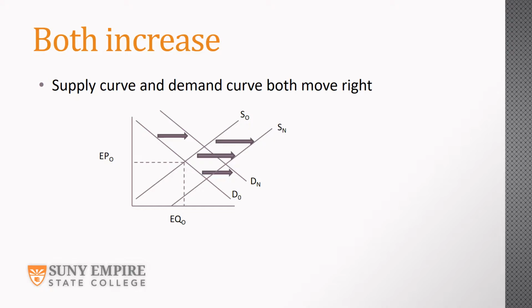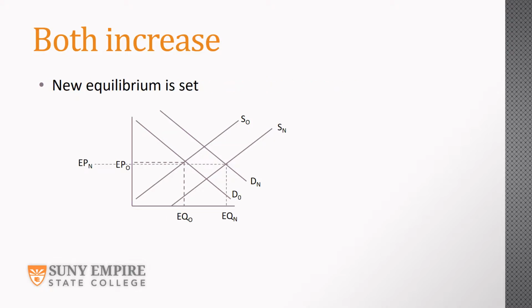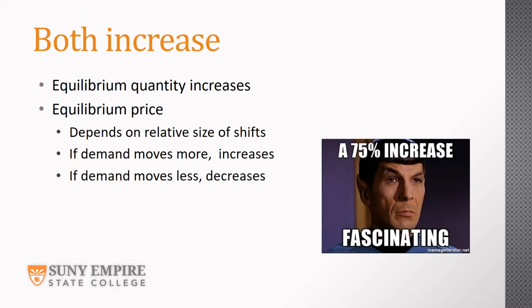Suppose some combination of factors occurs that cause both the supply and demand to increase. This moves both curves to the right. After an adjustment period, a new equilibrium is reached. What happens to the equilibrium price and the equilibrium quantity? It is clear that the equilibrium quantity definitely increases. However, the change in equilibrium price depends on the relative size of the shift in supply and demand.